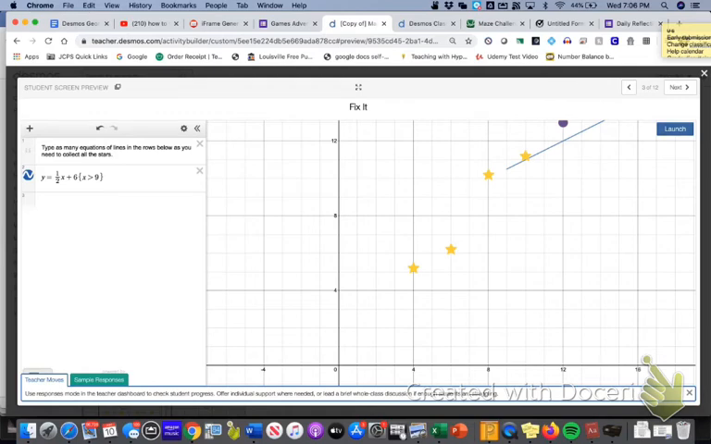So I'm going to pay attention to what these directions say now, where it says type as many equations as you need. So that is kind of a clue that maybe I'm going to need more than one line. So let's see what I could do to maybe fix that.